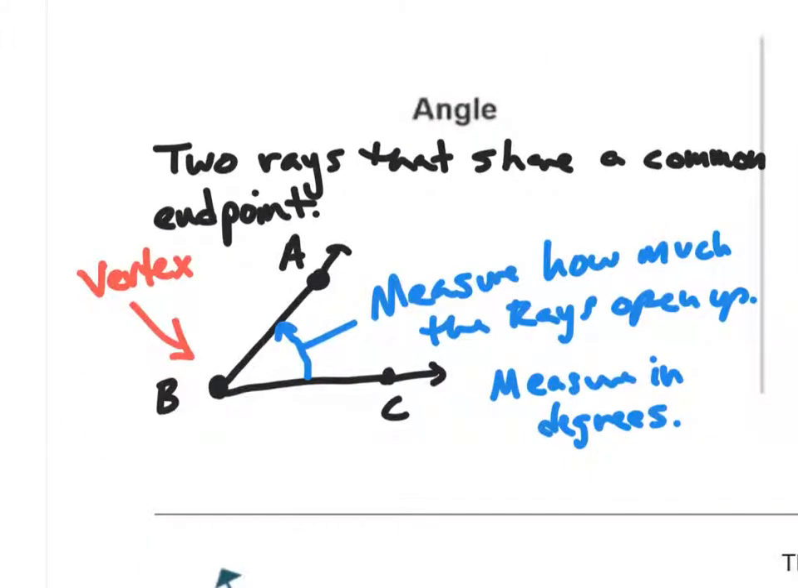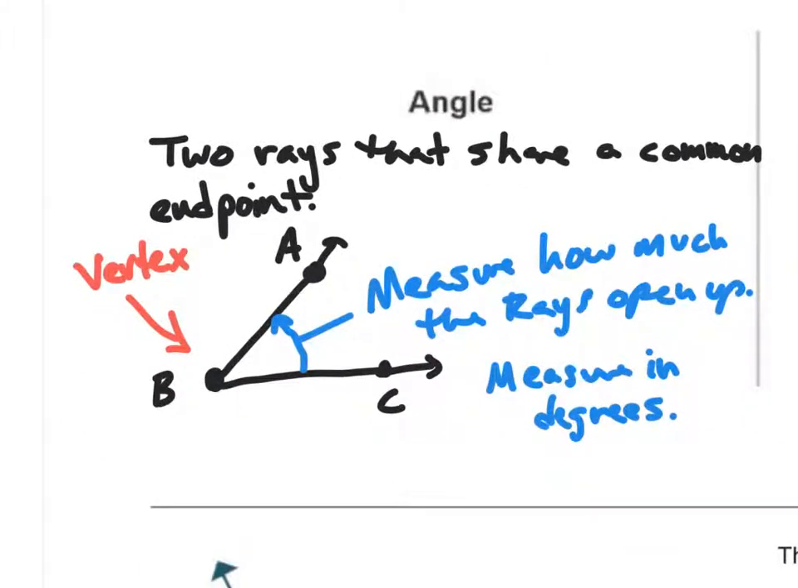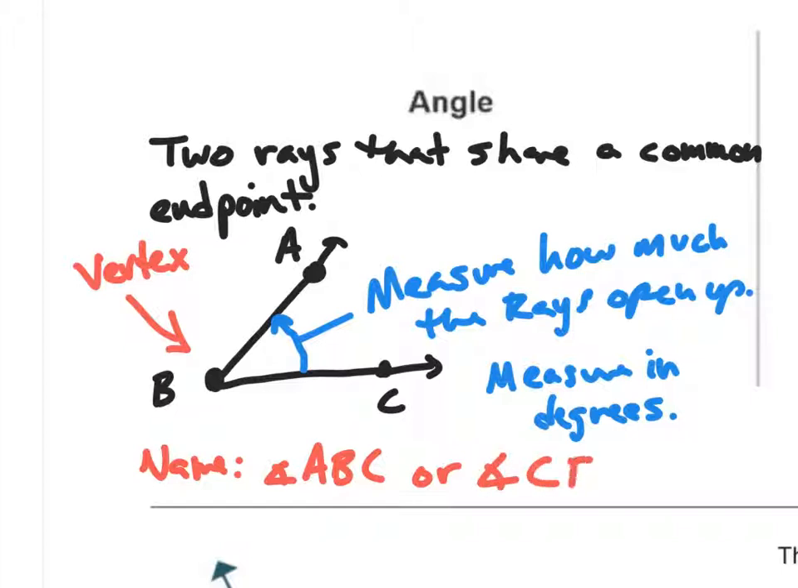Now, if we wanted to name this angle, then we would put this little symbol for angle, and we would say angle ABC. Or we would name this as angle CBA. Notice how the vertex is always in the middle. That's how we name them.